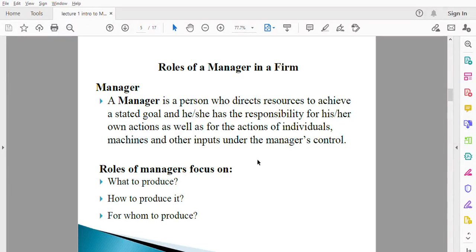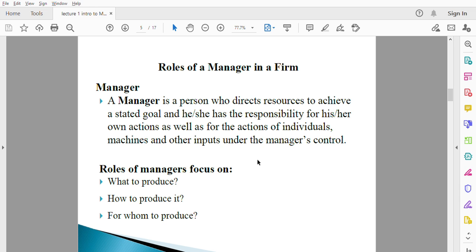Hi friends, welcome back. So in this slide, we want to look at roles of a manager in a firm. I believe you've heard of firms having managers and all other things. Yes. So we want to look at roles of a manager. But first of all, who is a manager?